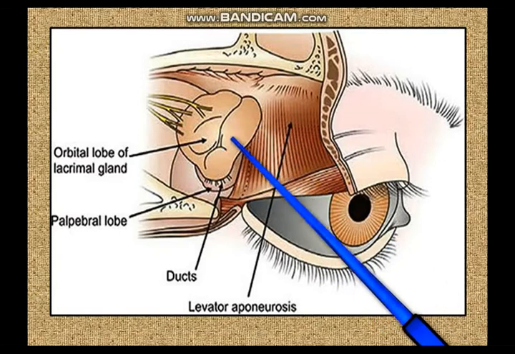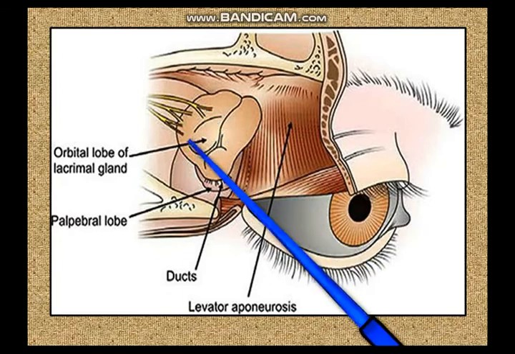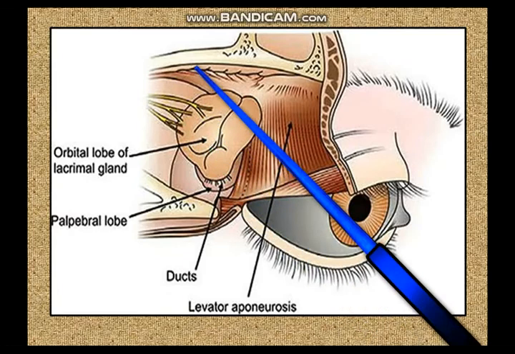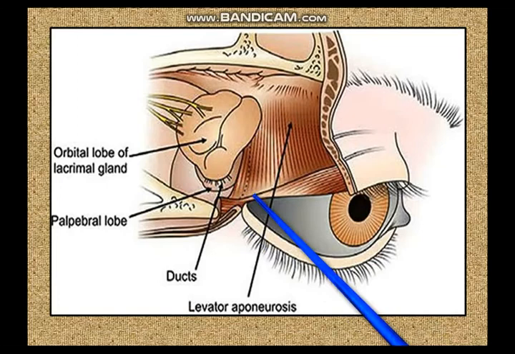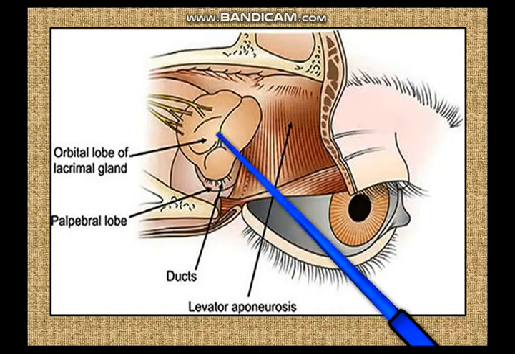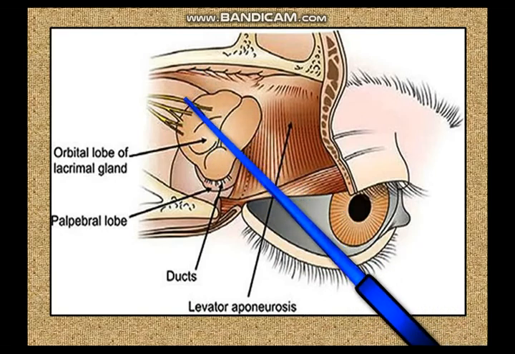You can make out that this lacrimal gland is indented by the lateral sharp margin of the levator palpebrae superioris, so that a larger part of the lacrimal gland is stuck to the undersurface of the roof of the orbit, and a smaller part of the lacrimal gland is protruding into the soft tissue of the upper eyelid. So the lacrimal gland has got an orbital lobe and a palpebral lobe. The orbital lobe is stuck into the roof of the orbit.